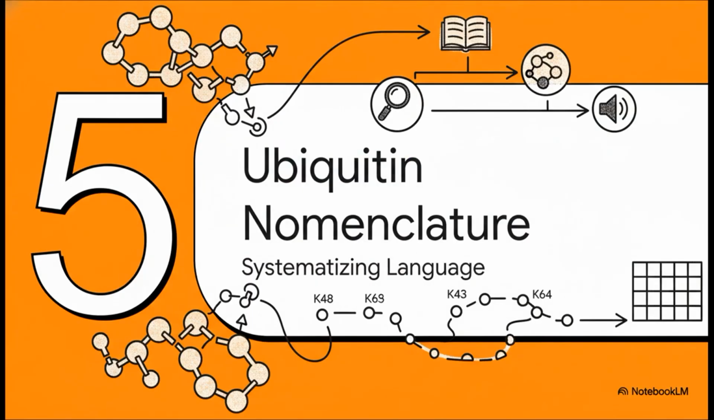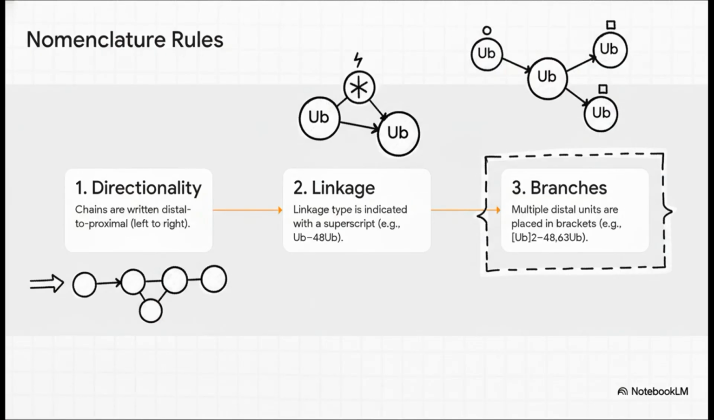You know, a really significant and maybe underappreciated part of this work is their proposal for a standardized nomenclature. I mean, given the insane complexity we saw earlier, the field desperately needed a clear systematic language to even talk about these things. They came up with 3 simple but really powerful rules. 1, directionality is always distal to proximal, left to right. 2, the linkage type is just a superscript before the receiving ubiquitin. And 3, for branches, you just pop the multiple distal units into brackets. This system finally gives us a clear, unambiguous way to describe pretty much any ubiquitin polymer you can think of.